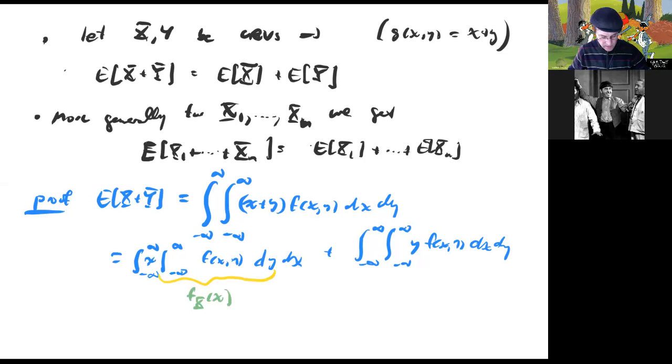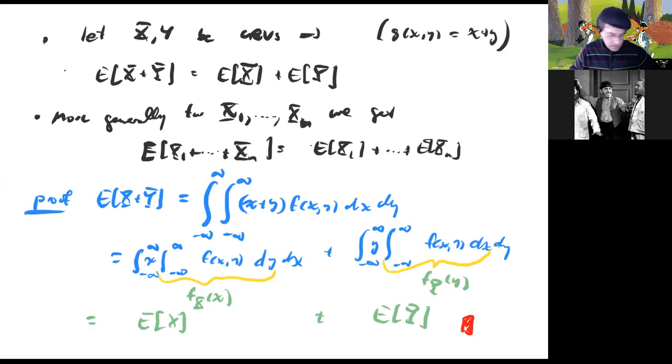And likewise, a similar calculation shows that we can bring the y across from the second integral. Then the inner integral is the marginal density function for the random variable y. And so this becomes the integral of x times f sub x of x dx, which is the expected value of x. And the second integral is the expected value of y, and that's it. That's what we had to show. The other statement with n of these is something you can do with the so-called principle of mathematical induction. I'm not going to prove it. I'd like to make a definition now.